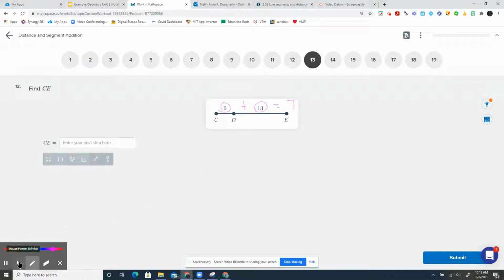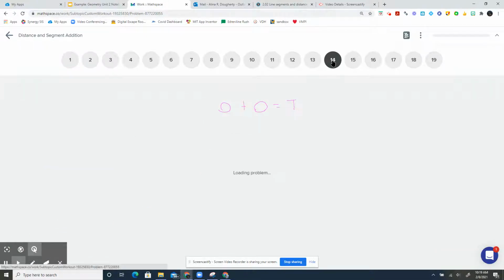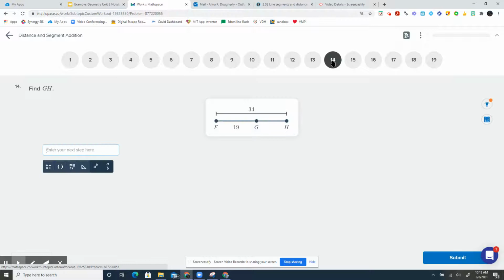Then we can come over to question 14, and your questions are going to probably look different than mine. So here we've got the part plus the part. This time we don't know what GH is, and we've got the total. So our equation 19 plus x equals 34. You solve that equation and you are good to go.